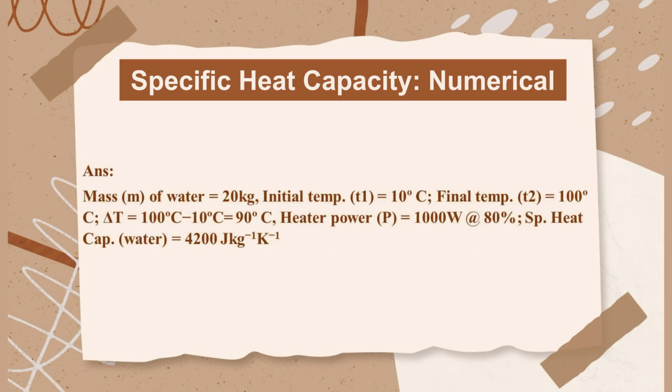Now the mass of the water that you have is 20 kg. The initial temperature is 10 degrees. The final temperature is 100 degrees. So delta T becomes 90 degrees. You want to have an increase of 90 degrees in the water and you have to give heat. Heating is by a 1000 watt rod, which is working at an efficiency of 80%. So only 80% is output. So basically you are getting 800 watt.